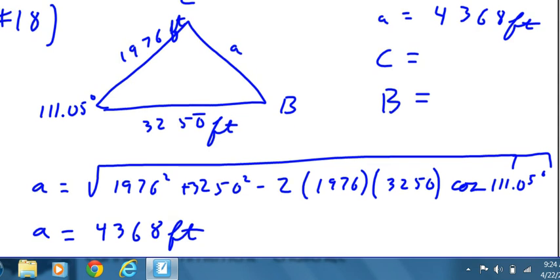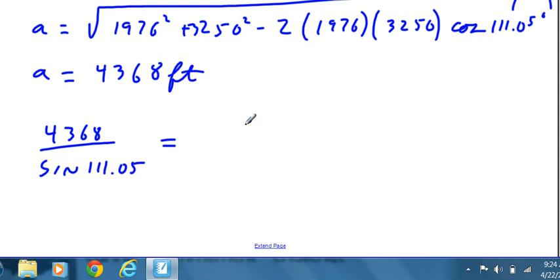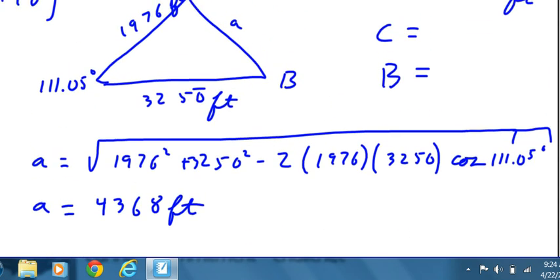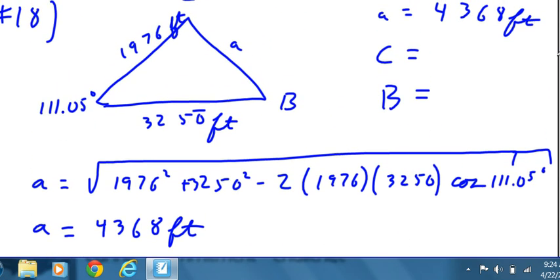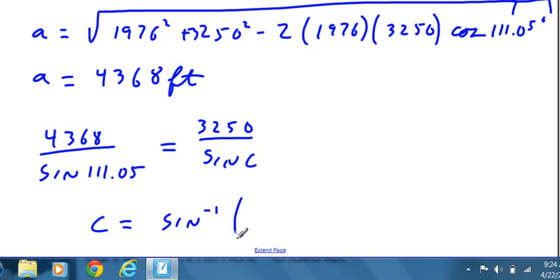All right, now that I know that, I have to find the other guys. So I'm going to go 4368 divided by the sine of 111.05 has to equal something. We'll use 3250. 3250 divided by sine C. C will be equal to arc sine of.